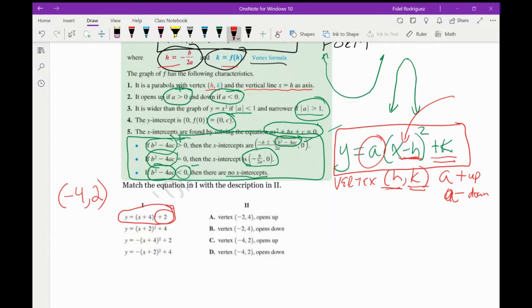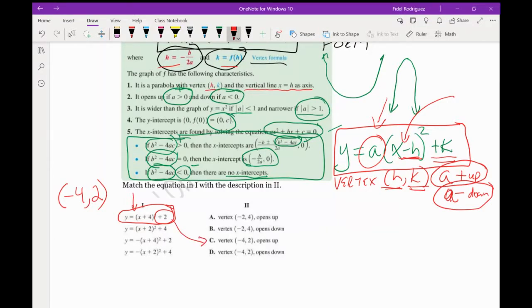And then remember, the number a is the number in front of those parentheses. And we said if the number a is positive, the graph opens up. And if the number a is negative, then the graph opens down. So when I look at this piece here, that number is positive, so the graph's opening up. So this one here matches with C, okay?